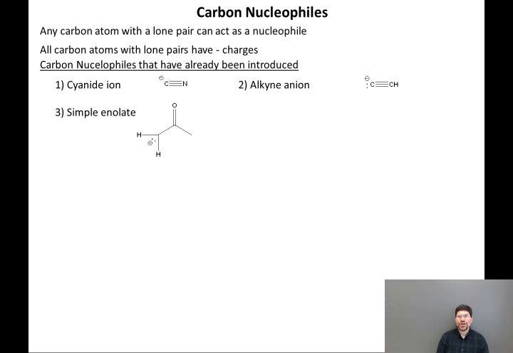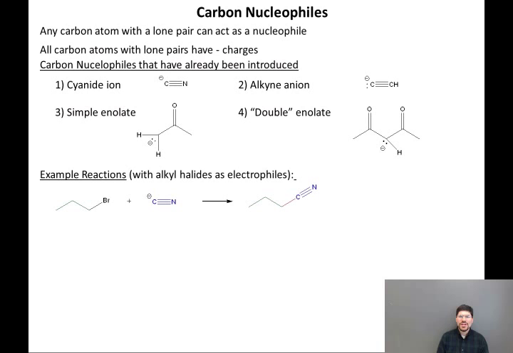And then fourthly, we have what I call the double enolate, where you have the minus charge on a carbon that is between two carbonyl groups, which gives you the ability for stabilization of the minus charge with yet an additional resonance structure. So in the remainder of this lesson, I just want to go over some sample reactions.